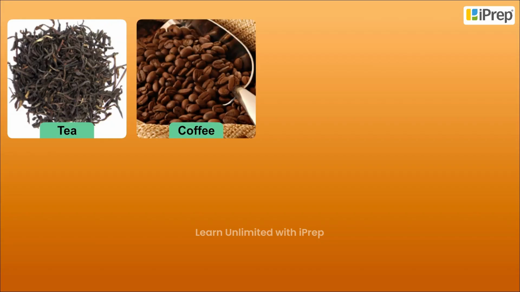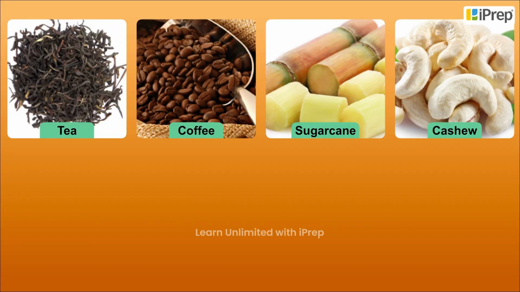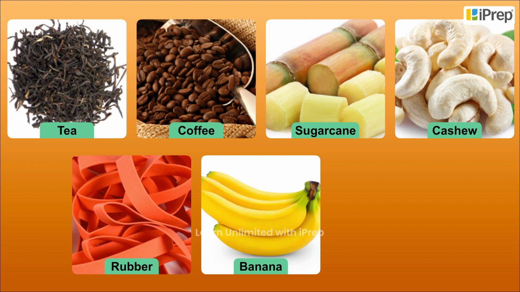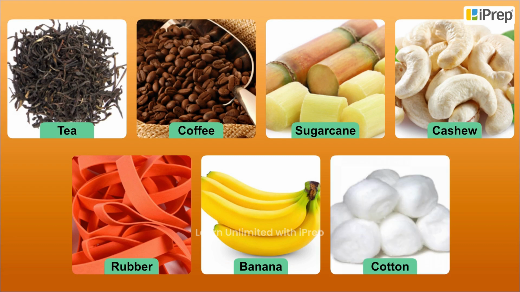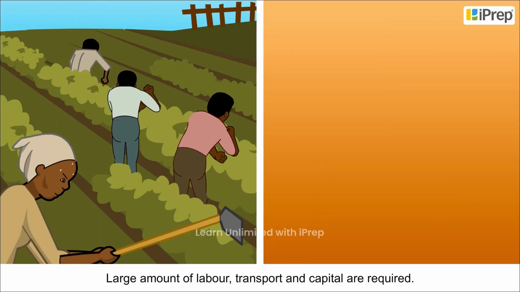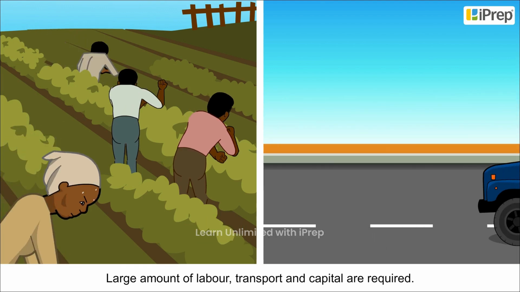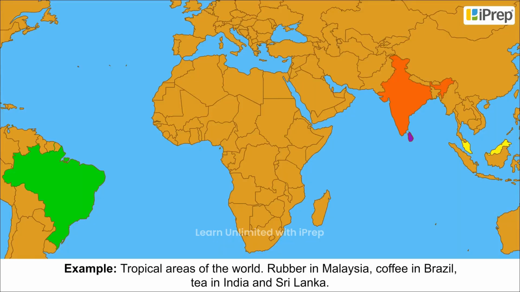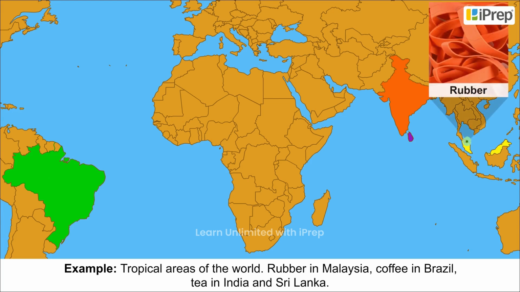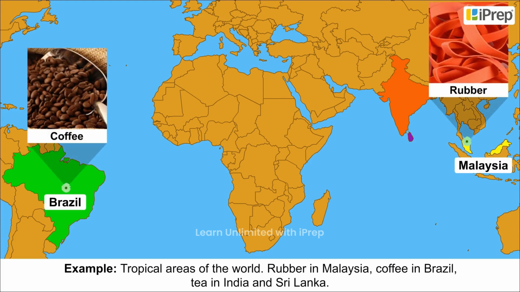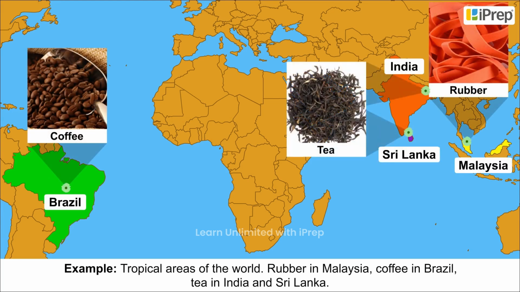Example: tea, coffee, sugarcane, cashew, rubber, banana or cotton are grown. A large amount of labor, transport and capital are required. Example: tropical areas of the world, rubber in Malaysia, coffee in Brazil, tea in India and Sri Lanka.